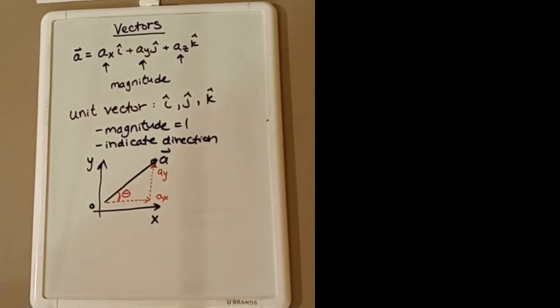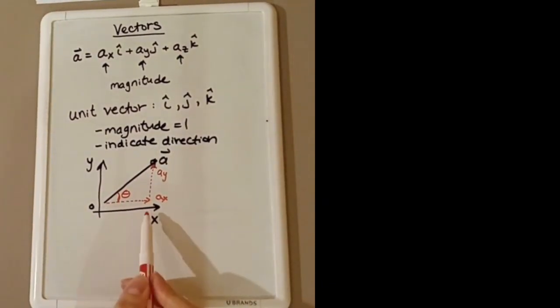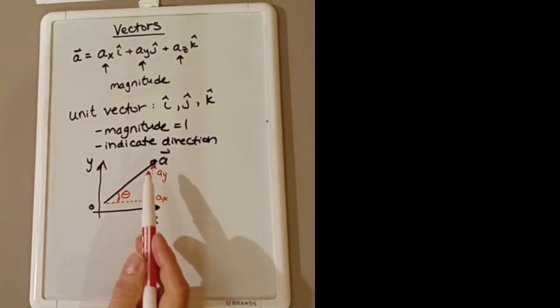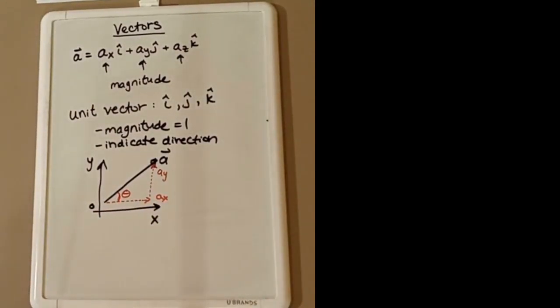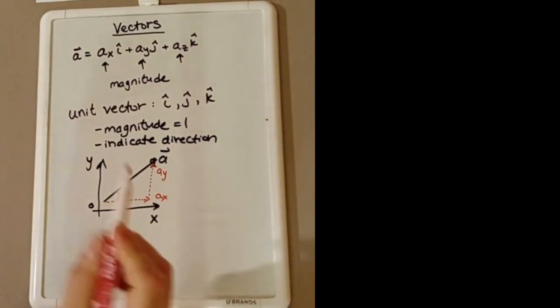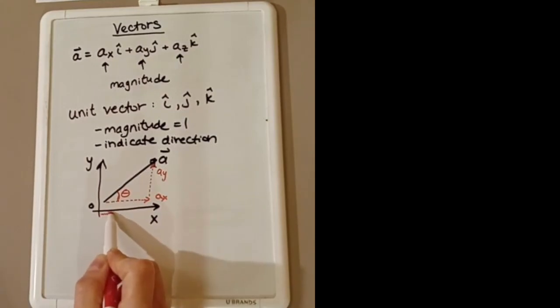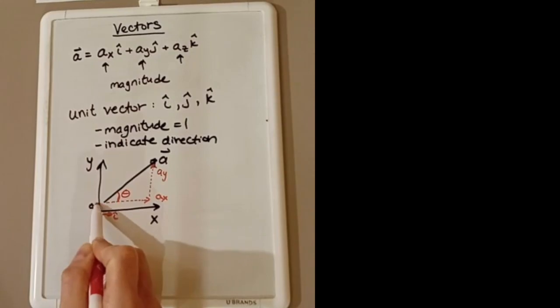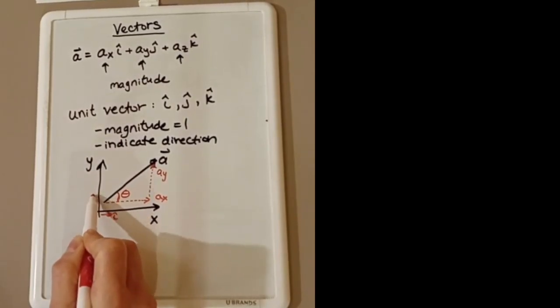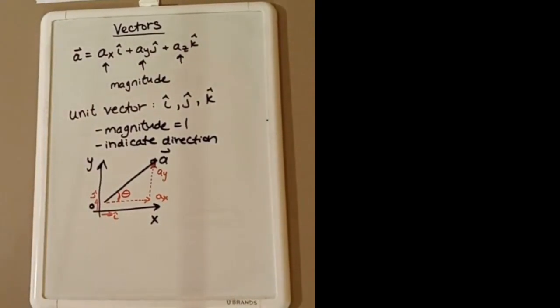So those are our two components. We have an AX component along the x direction, and an AY component in the y direction. If you want to write the unit vectors on our graph here, our unit vector would just be an i right here on the x-axis, and then j would go on the y-axis, and they would be exactly 1 unit in length.